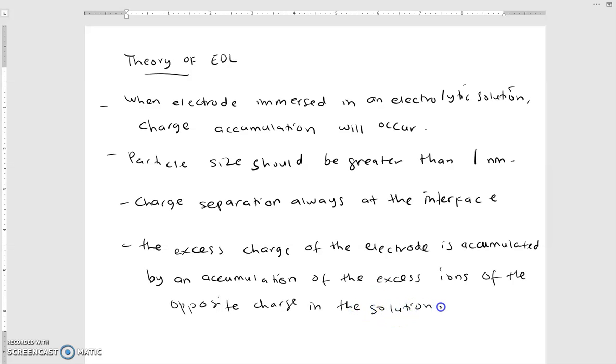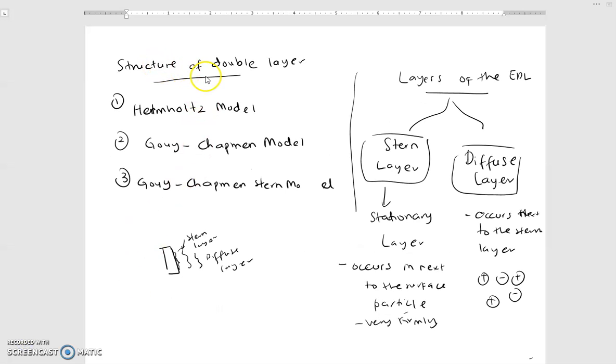For the electrical double layer, a few models have been developed by a few researchers. We will go through them one by one. This is the structure of the double layer, the models that I mentioned. The first one is the Helmholtz model. I want to discuss three models: the Helmholtz model, the second one is the Chapman model, and the third one is the Chapman-Stern model. We will detail these one by one in the online class later. There are also the layers of the EDL, which are different: one is the Stern layer and the second one is the diffuse layer.